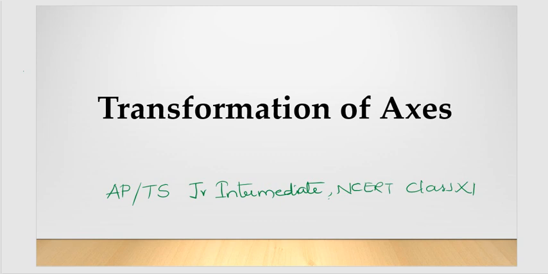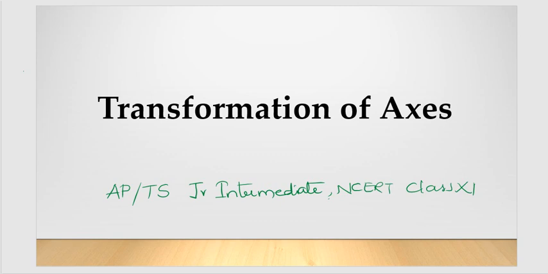Now let us move on to the chapter. Transformation of axis. Transformation means nothing but changing from one form to the other form. In the movies, we have a movie named Transformers, right? In that, a car will be transformed into a robot and a robot is again transformed into a car. Here we are going to transform the axis.